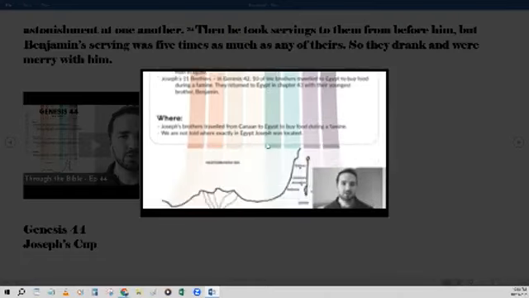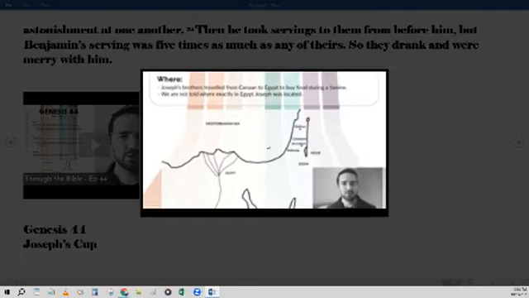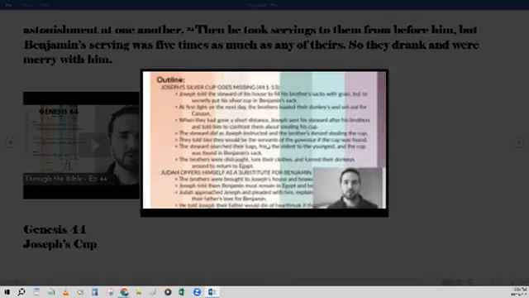The geography and map for this chapter are pretty much the same as they've been for the last several chapters. Jacob and his sons lived in Canaan, and they had to go southwest to the land of Egypt, where Joseph ruled, in order to buy food during the famine. Now, as we enter into our outline, what we're going to see here, as I mentioned, is Joseph testing the character of his brothers to see if they've changed. So our first section, verses 1 through 13: Joseph's silver cup goes missing.